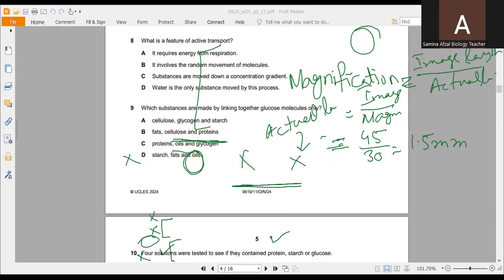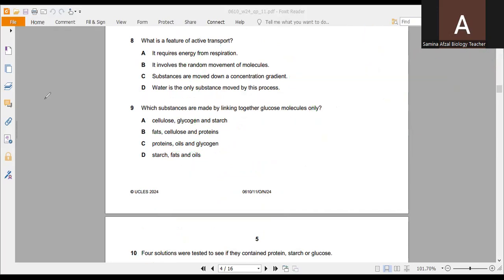And the next question is, what is a feature of active transport? It requires energy from respiration. It involves the random movement of molecules. Substances are moved down a concentration gradient. Water is the only substance moved by this. The answer is that it requires energy from respiration.